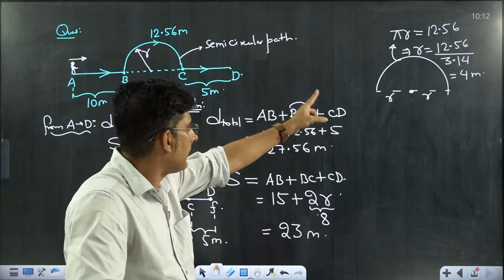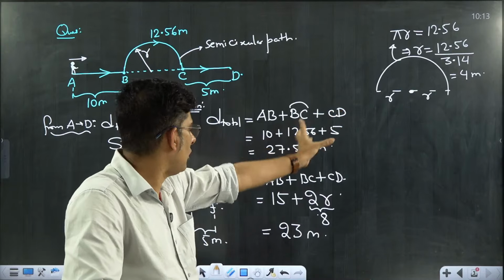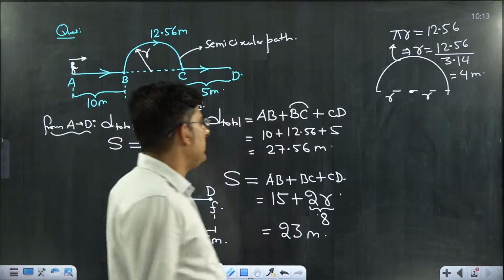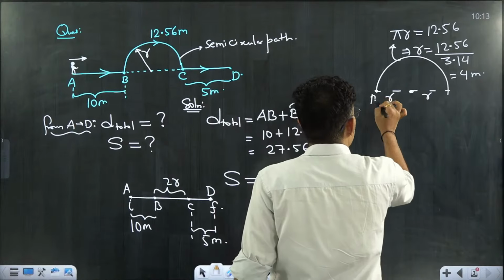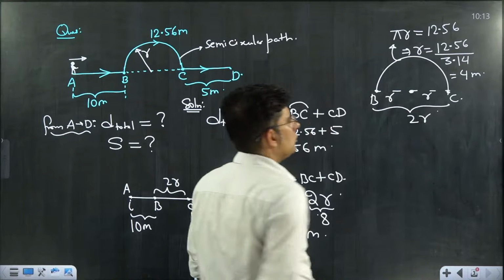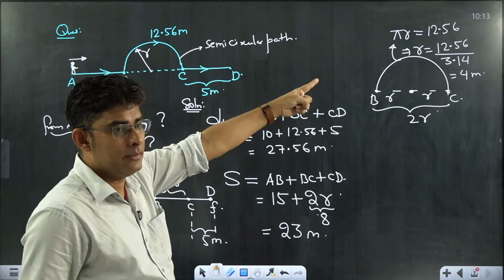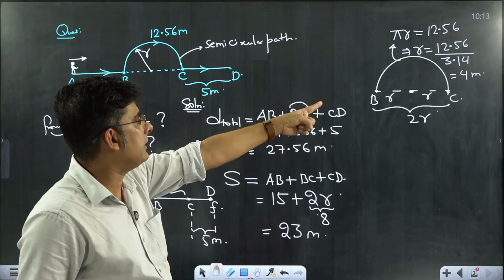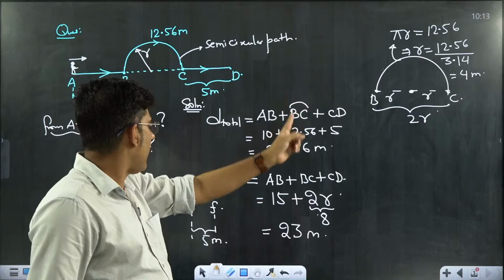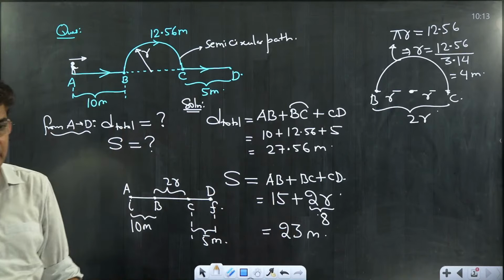So here radius, you can see 2r is your BC value. This BC straight line length, not the arc length, is 2r. So 2r you have to find. pi r is 12.56, so that means r will be 4. So if r is 4, BC is 2r. So here we get the total answer as 23 meter.